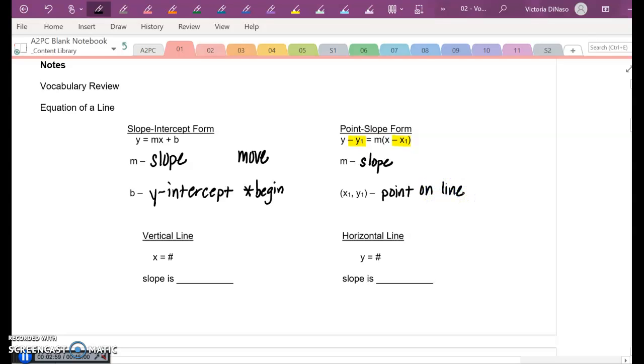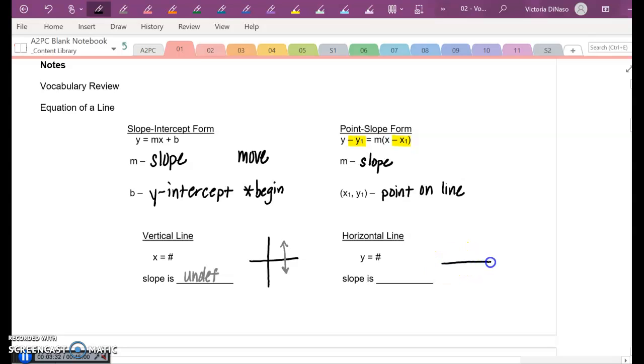Then we have a vertical line. Vertical lines are defined as x equals. The reasoning is, say that this is my graph. If I were to draw a line, it's going through the x-axis, so therefore we have x equals, and the slope, we say it's undefined. It's undefined because if you were riding along this line, it doesn't exist. You would fall off.